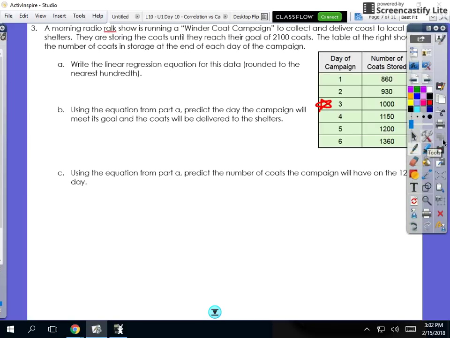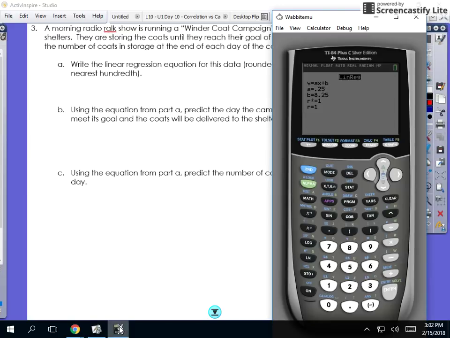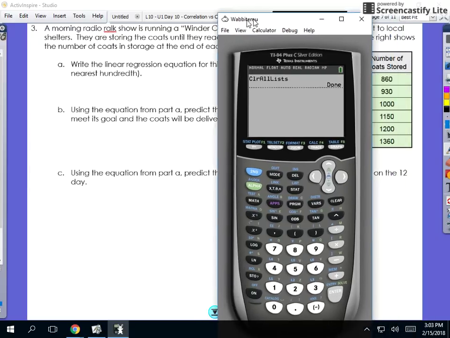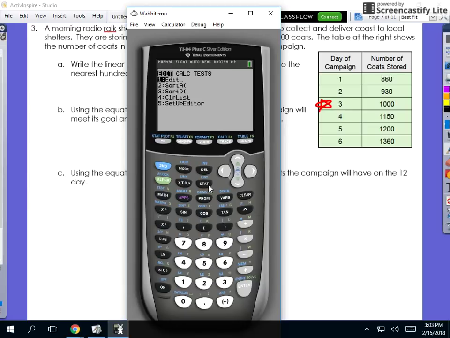So once again, we're going to create our data. I'm going to clear out my data real quick. I'm going to go second plus and 4. That's going to clear all my lists. All right, let's plug in our data again. So go to stat, edit. Over in L1, we have 1, 2, 3, 4, 5, and 6.